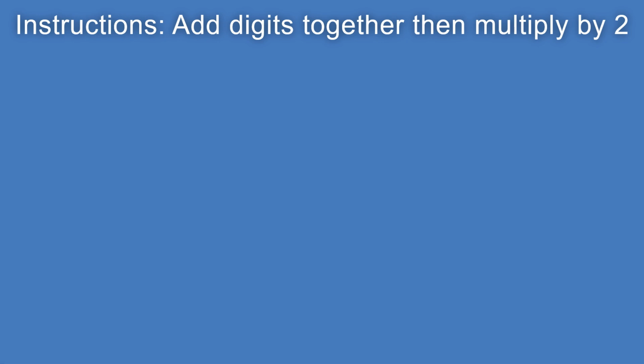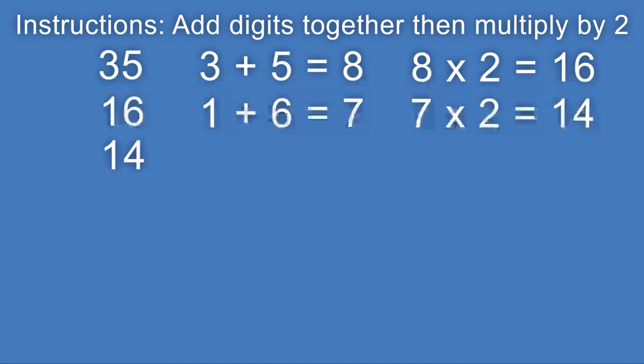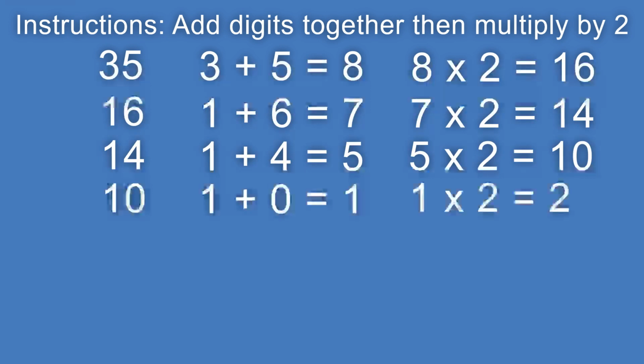So what I'm going to do is show you an example. I'm going to choose the number 35. And the instructions I've got on the screen are we're going to add the digits together and then multiply by 2. That leaves us with 16. What I'm going to do now, and you're going to see on the screen, is repeat the same instructions with the new number each time. So each time we get to the end, we've got a new number, we start the instructions again with that number.